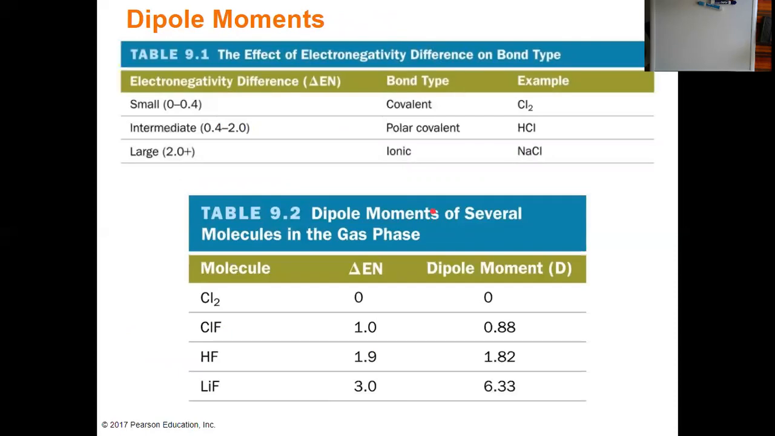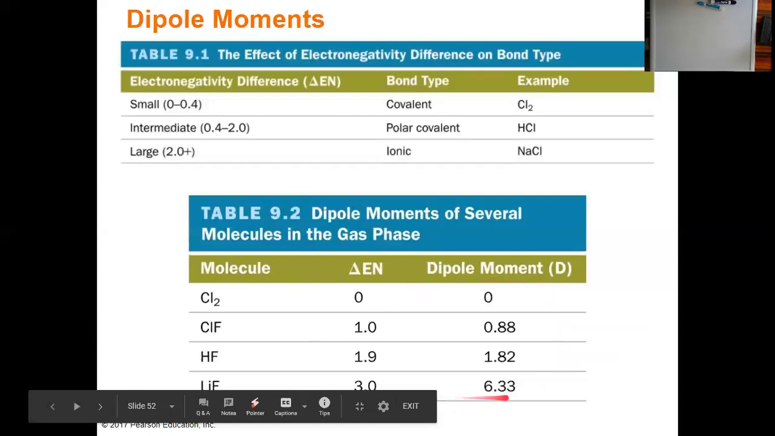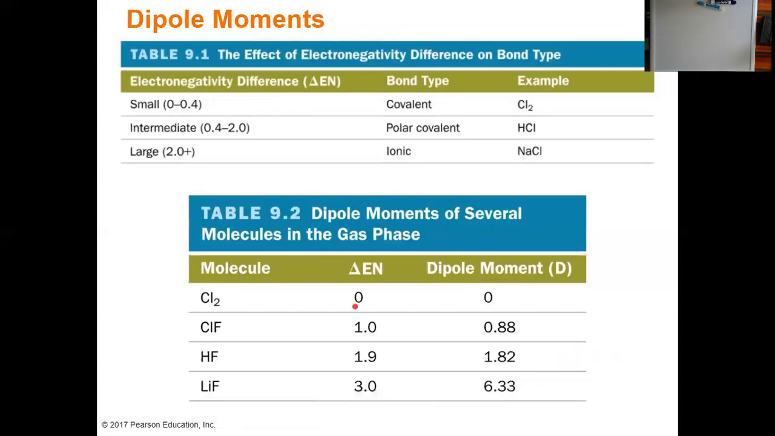This is a list of some of the molecules, and this is how your book has your electronegativity differences labeled. I also included the term pure covalent for you so that you would know what it meant when you read about it. But just take a look here at some of these. You can actually see that when you have something like Cl2 and an electronegativity difference of 0, you have no dipole moment between them.